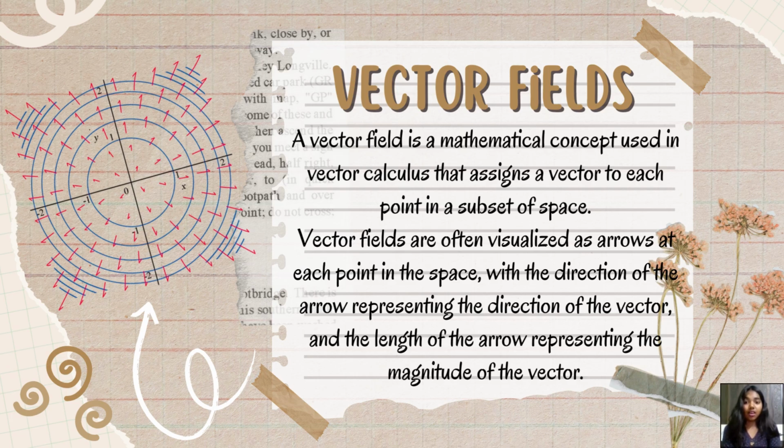Vector fields are often visualized as arrows at each point in a space, with the direction of the arrow representing the direction of the vector, and the length of the arrow representing the magnitude of the vector. Remember, vector fields are a key concept for understanding vector integration, as they provide the vectors that are to be integrated over a certain path or surface.